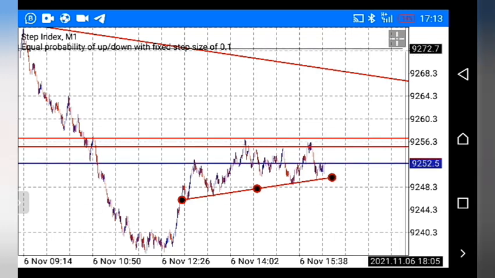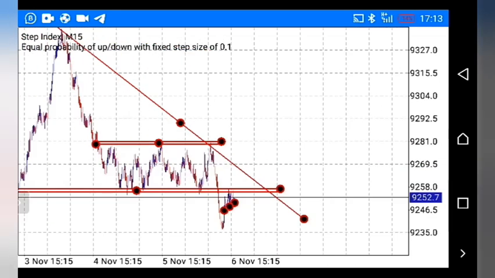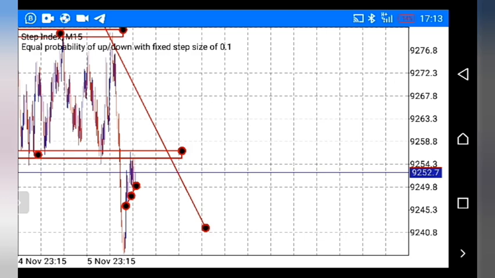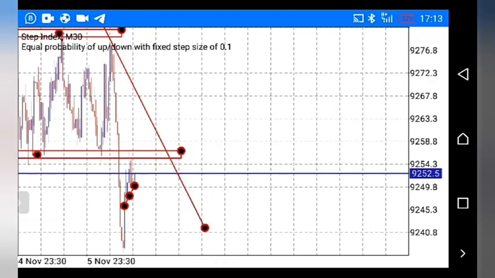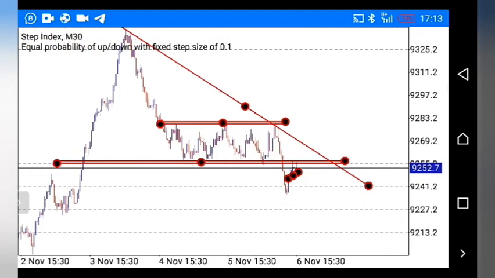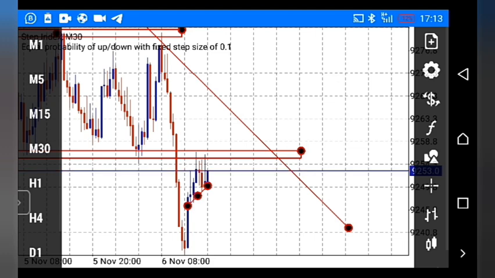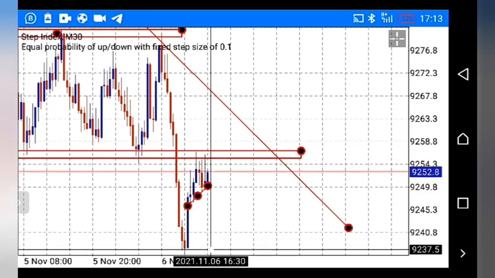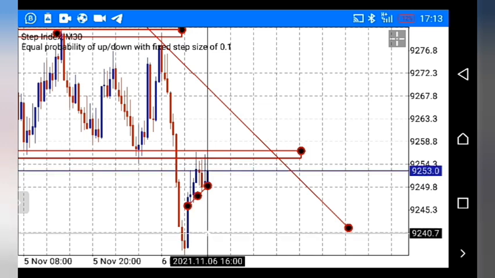Okay, let's go back to 15 minutes. This is where I'm going to put my TP at this point, because it's coming to clear this very low. It's coming back to clear this very low here. So I'm going to put my TP here, and I'm going to put my stop loss at this point.